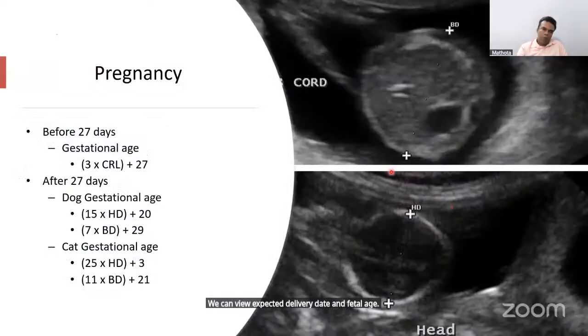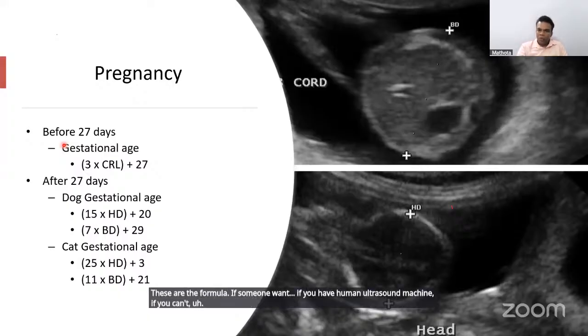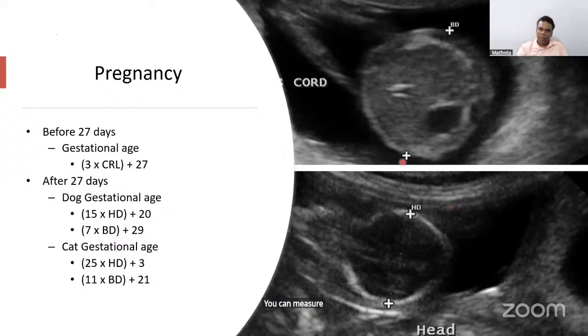These are the formulas. If you have a human ultrasound machine and you do not have the software in your machine, you can use these formulas to calculate the fetal age. You can measure this length in centimeters and use the formula to calculate the fetal age.